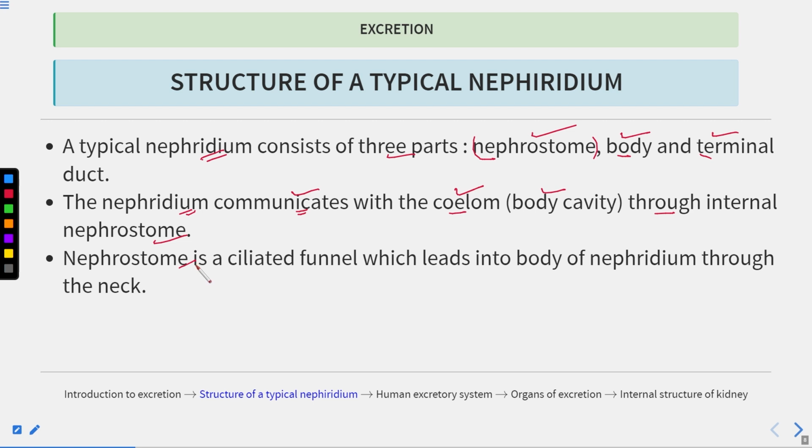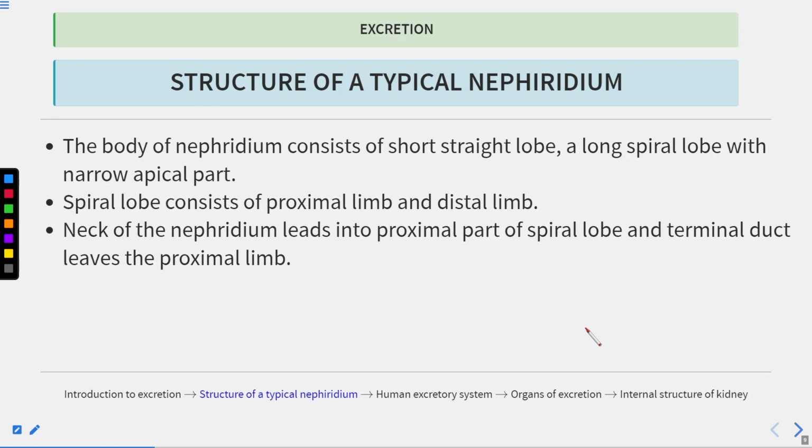And what is a nephrostome? It is a ciliated funnel which leads into the body of the nephridium. Suppose this is the funnel-shaped nephrostome, then it leads to the body. After the nephrostome, we have a body. We'll discuss the body, which is also divided into other parts.